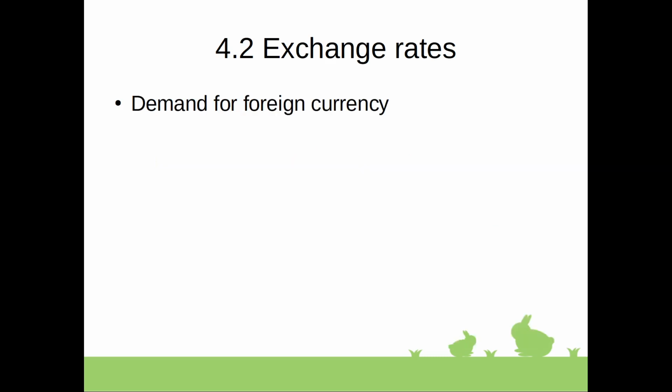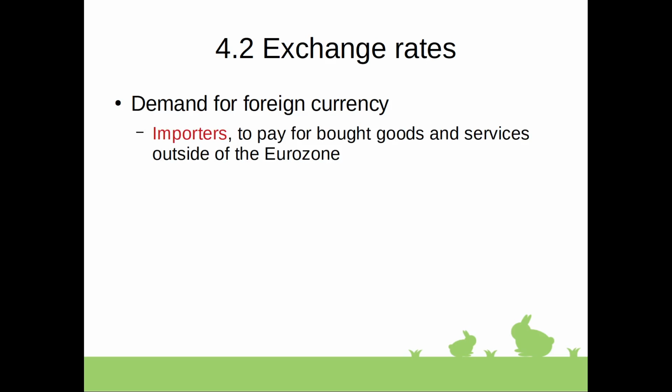The demand for foreign currency. Now, you have to realize that demand for foreign currency can have multiple sources, and the very first source of demand will be coming from the importers. This means that to pay for goods and services bought outside of the Eurozone, you will need foreign currency. First you need this foreign currency, and then you can buy certain goods and services. So these people will need foreign currency.